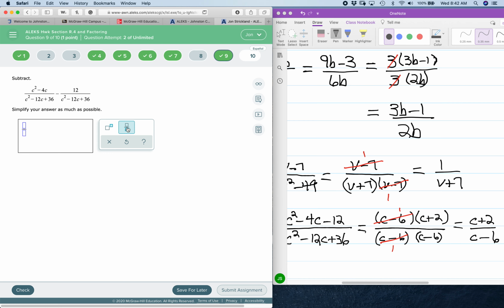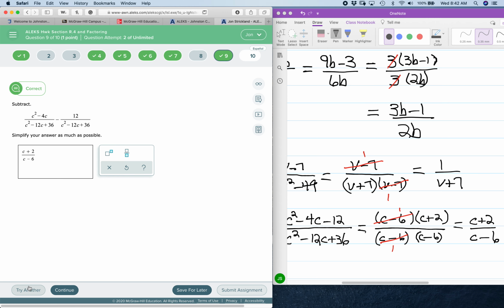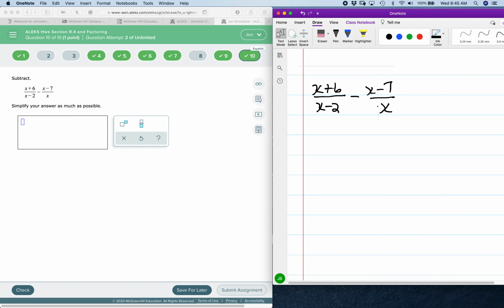And just carrying over to what we have here, I have c plus 2 all over c minus 6. And checking out, it is correct.